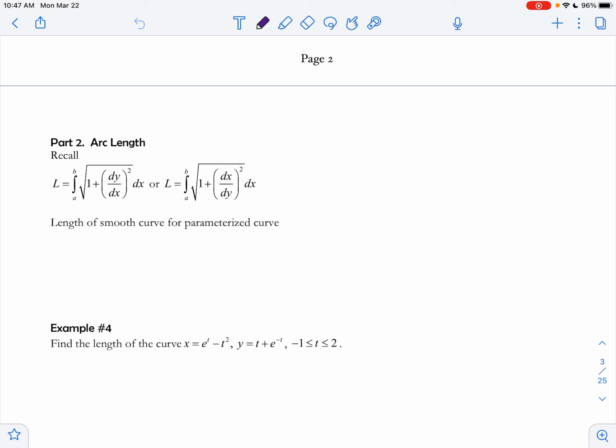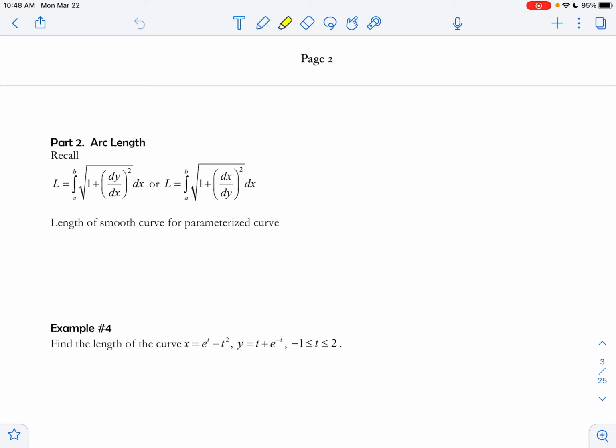On page 3 of your parametric, polar, and vector packet, you have a discussion of arc length as it pertains to parametric equations. We're used to just having a function in terms of x or a function in terms of y. When we explored this concept of arc length in the previous chapter, it was always in terms of y or in terms of x. So throwing in the third parameter requires that we just adjust our formula for arc length just a bit.